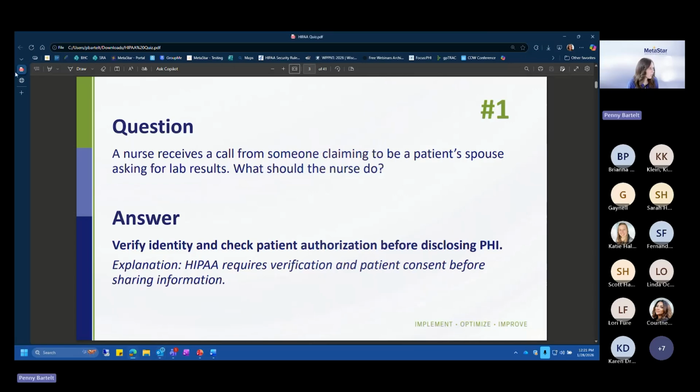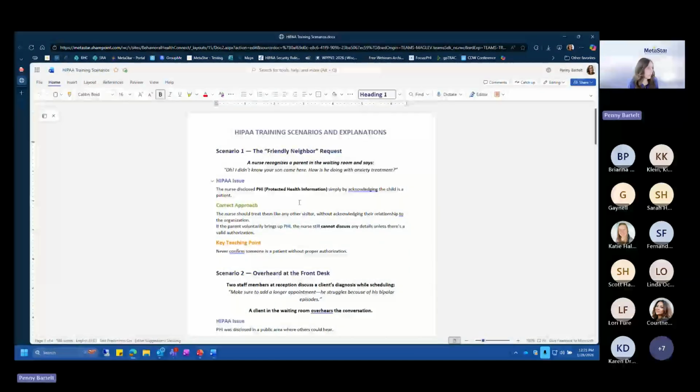And then we also created HIPAA training scenarios and explanations. So this would be a little bit more of a discussion type format. So this one, the first scenario is the friendly neighbor. So a nurse recognizes a parent in the waiting room and says, "Oh, I didn't know your son came here. How is he doing with anxiety treatment? Is that okay?" And then it proceeds to give you all of that.